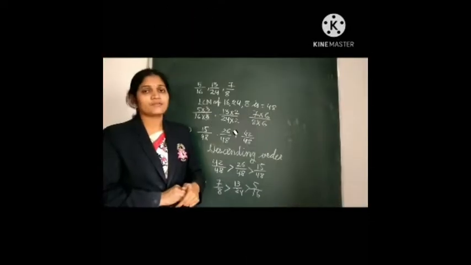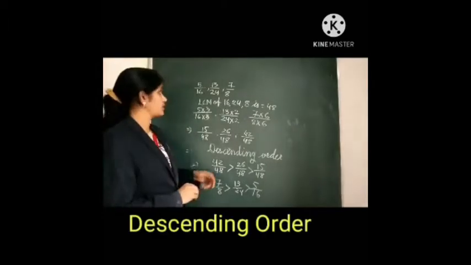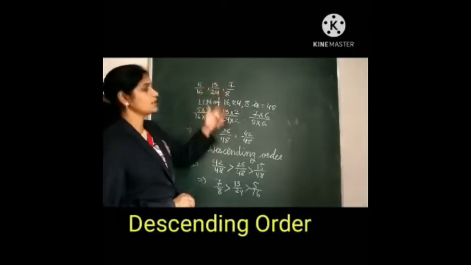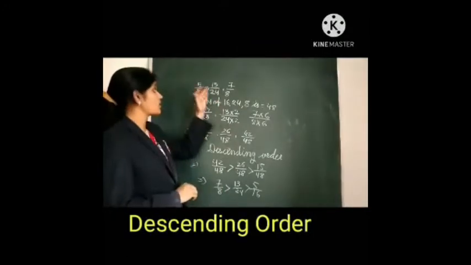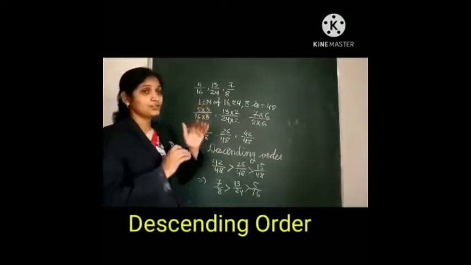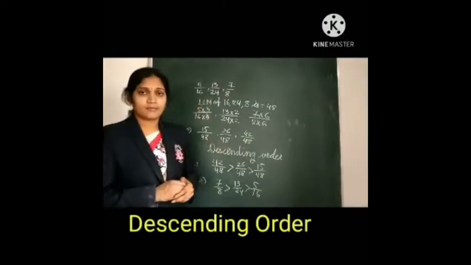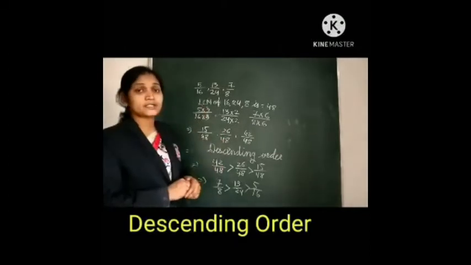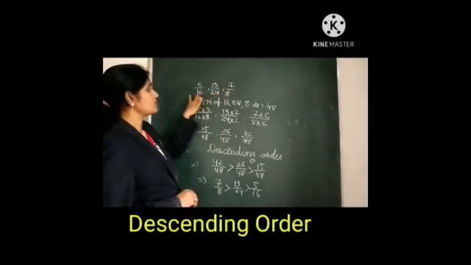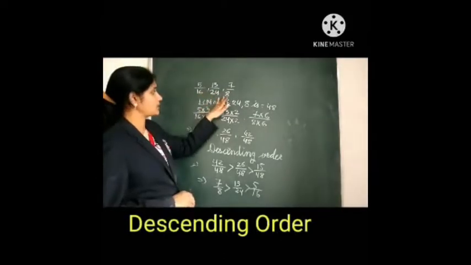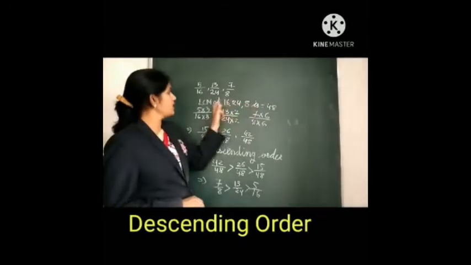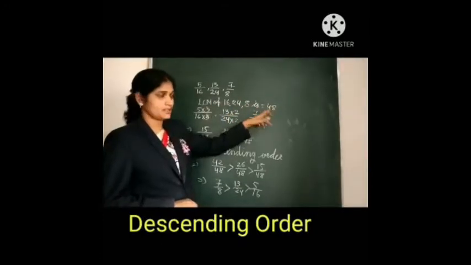Let's, students, solve one example of descending order. So 5 upon 16, 13 upon 24, and 7 upon 8. To compare these given fractions, we have to make the numerators or denominators the same. In this example, we will make the denominators the same. To do that, we will take the LCM of all three denominators. So the LCM of 16, 24 and 8 is 48.